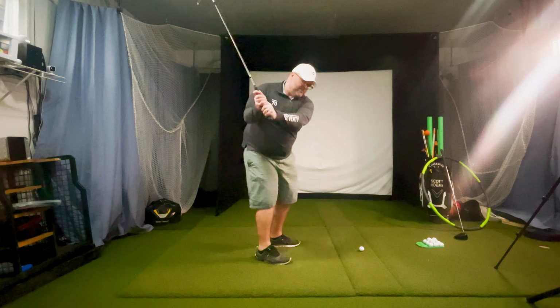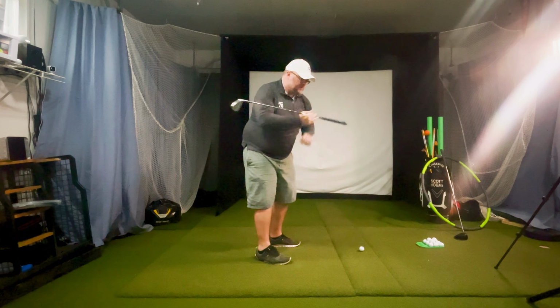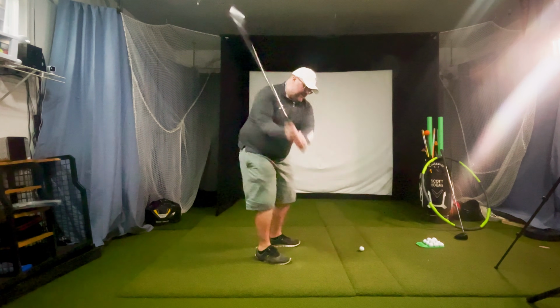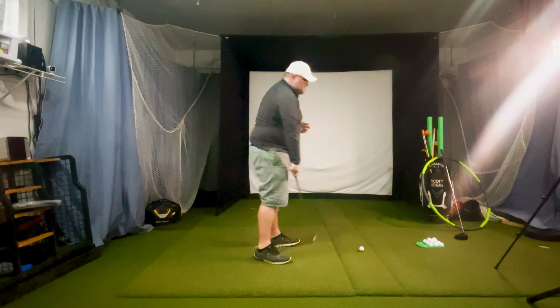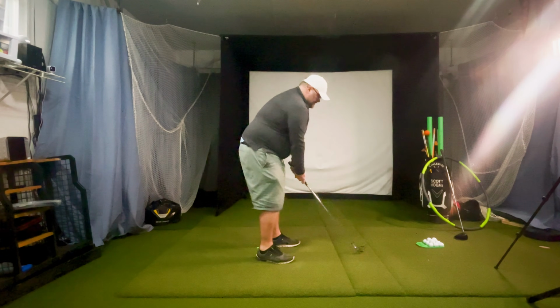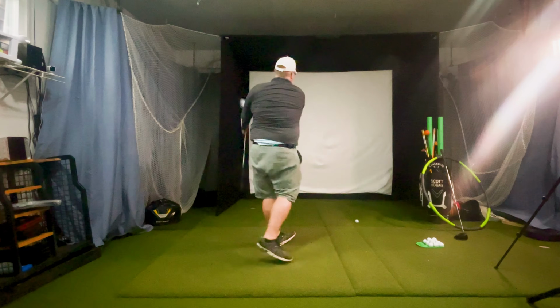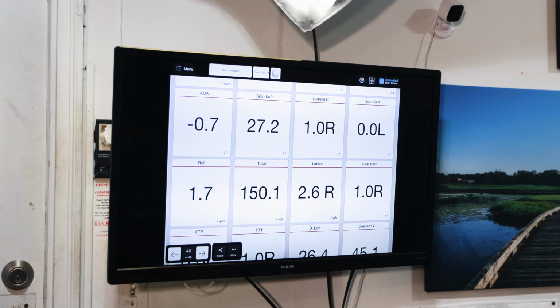So if I wanted to swing more out to the right, when I come back, my shoulders are going to be pointing to the right. My goal is to see if I can keep them out there as long as I can. So if I do that, let's give that a try. Okay. Let's see what we get there.